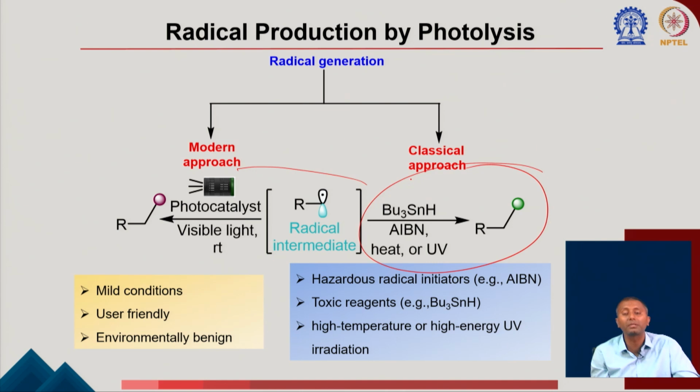I think the di-pi-methane rearrangement, most of the time I was talking about the UV light, because you have to understand, to go for this n to pi star transition, you have to use somewhere around 280 nanometers. If you want pi to pi star for an olefin, it is somewhere around 200 or 180. But now we are talking about a photoredox catalyst. So how are you able to generate a radical species using an organo or a transition metal based photocatalyst? This will be a mild condition, user friendly, and of course environmentally benign.